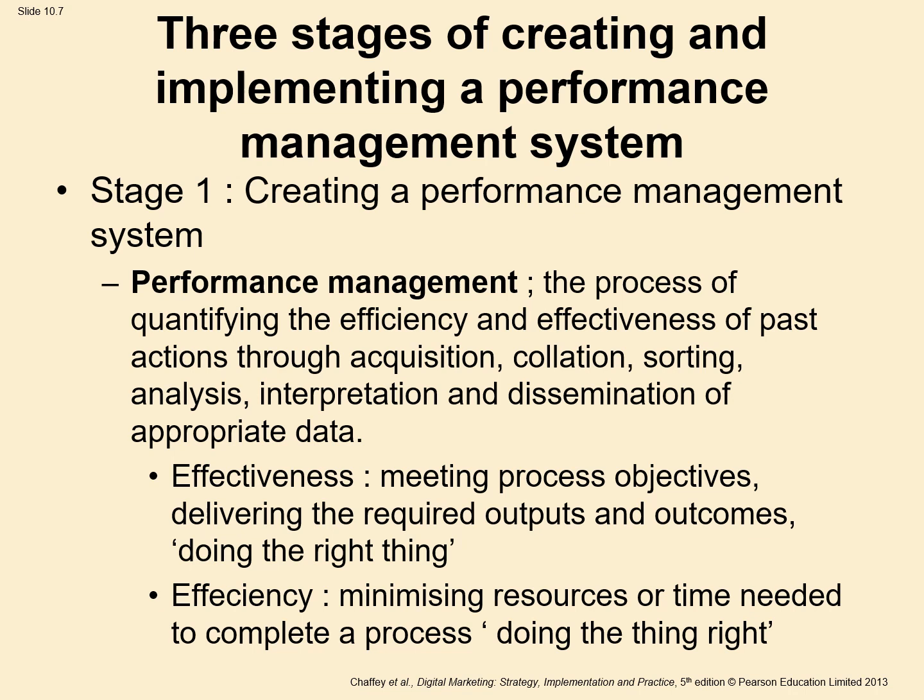Before we go on, we need to understand two definitions: effectiveness and efficiency. Effectiveness is meeting process objectives, delivering the required outputs and outcomes. Or we can say that this is doing the right things. Efficiency is minimizing the resource or time needed to complete a process, doing the things right.